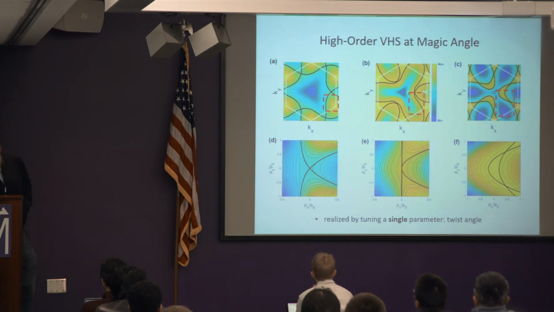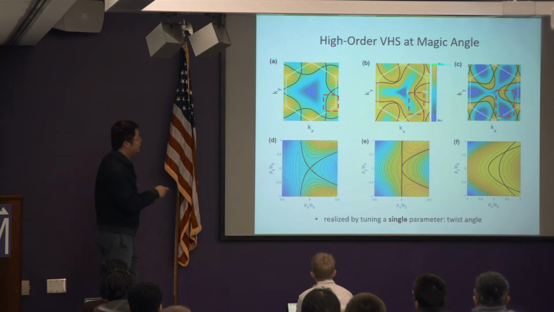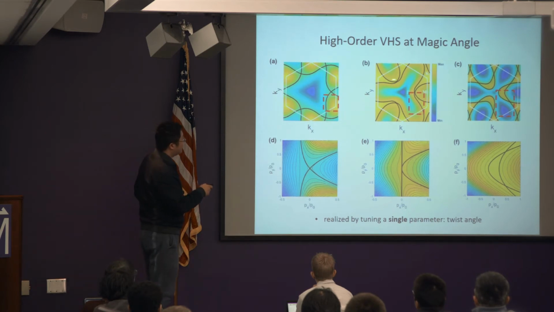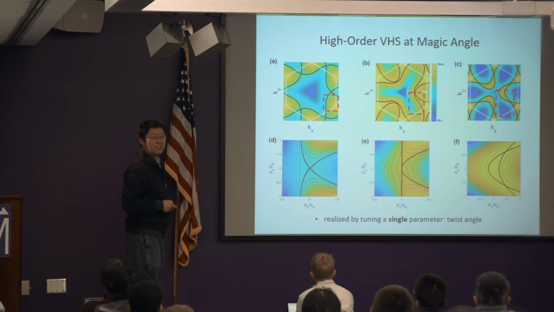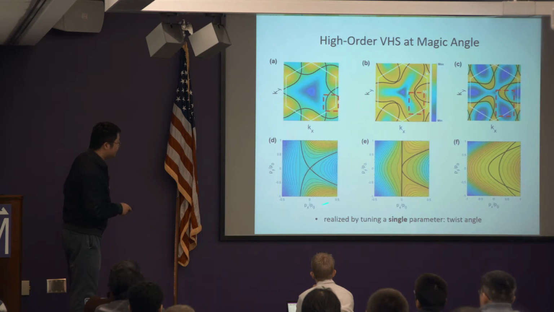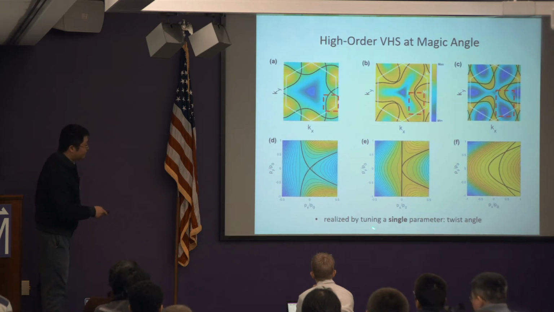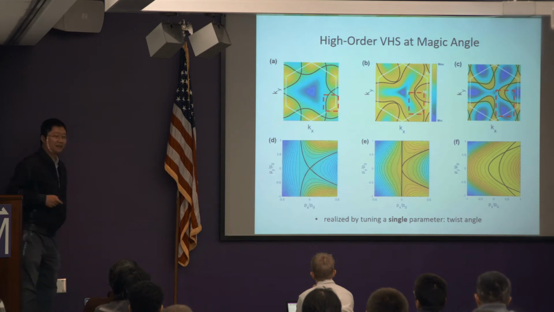And then we went back to look for the particular twist angle, and indeed we find that around 1.1 degrees, the Fermi contours are shown here. It consists of 2 lines that touch each other almost tangentially. So again, I want to emphasize that this high order Van Hove singularity is realized by tuning a single parameter, which is the twist angle.